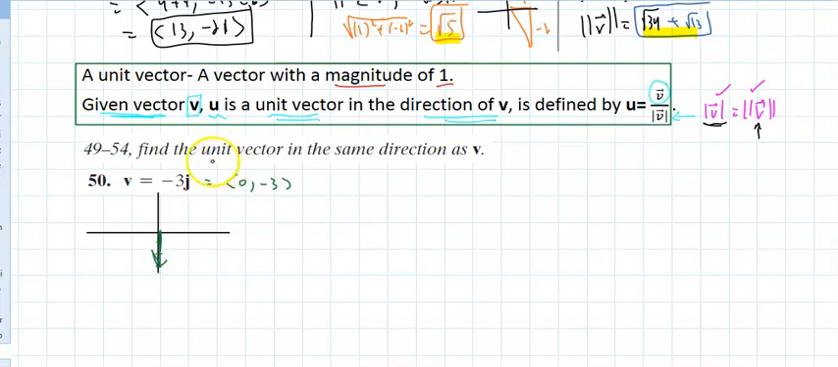If I want to find a unit vector in the same direction as v, well, wouldn't you just move 1 unit down? Wouldn't you say 0, negative 1? That is a vector that's pointing in the same direction as v, but has a length of 1. That doesn't look pretty. I want this to look a bit nicer.